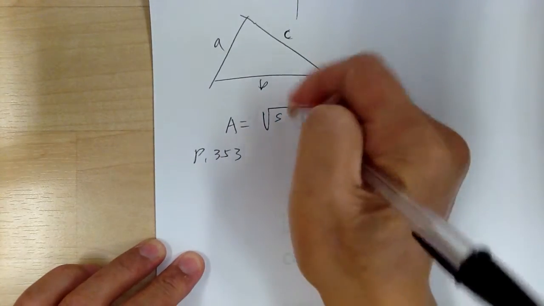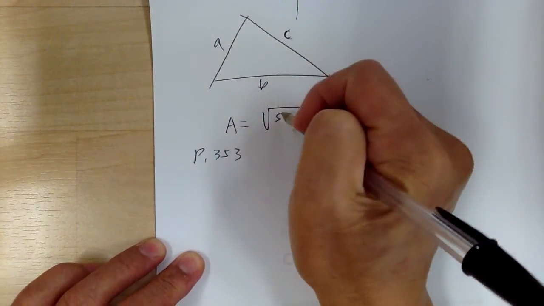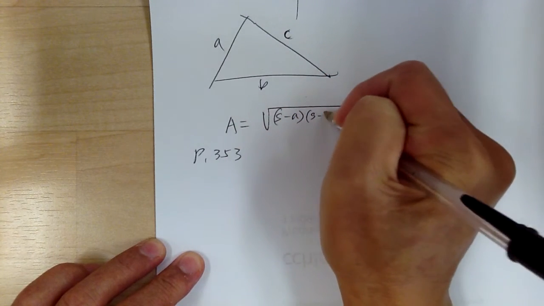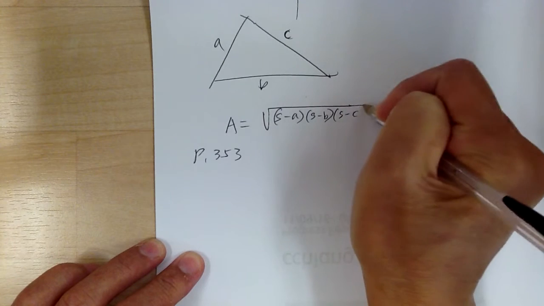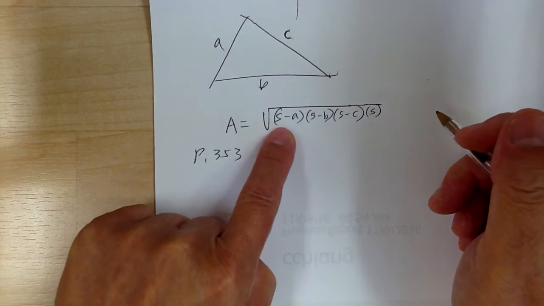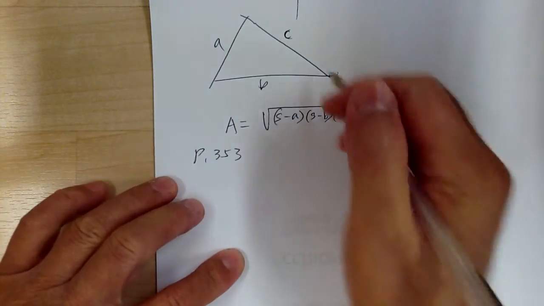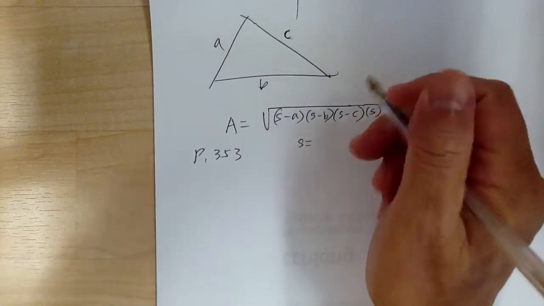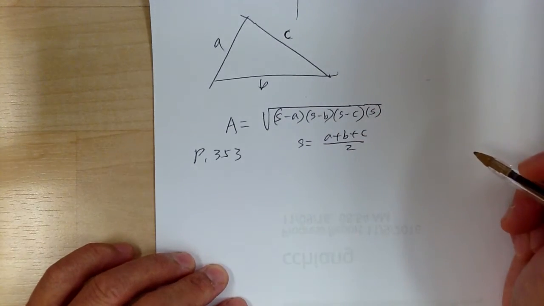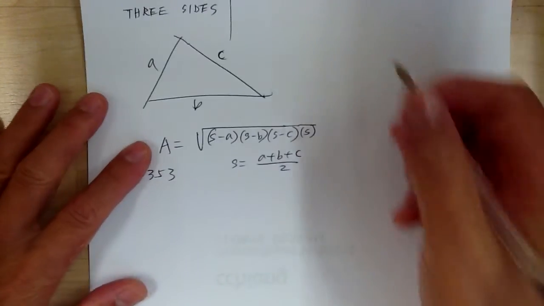And the formula is, I'm going to write it differently so it's easier to remember. So it's S minus A, S minus B, S minus C, and times S. Okay. So S is called the semi-perimeter. So S equals half of the perimeter. So it's A plus B plus C over 2. Okay. Now this comes from a special case.